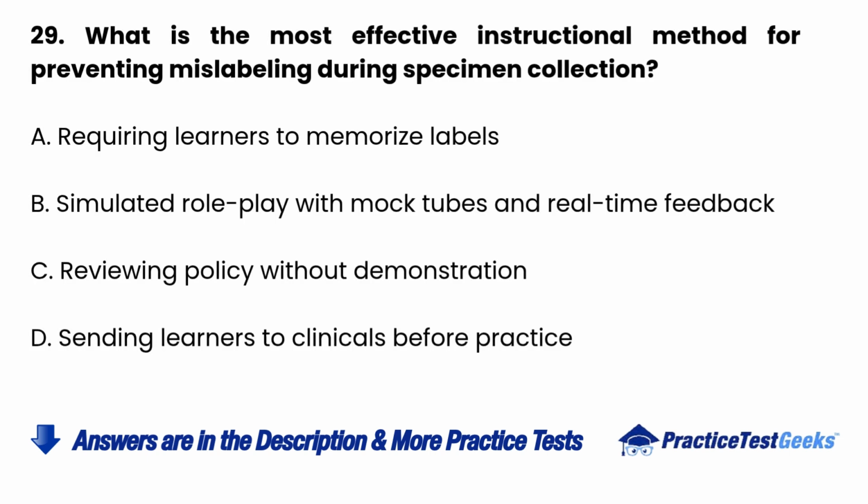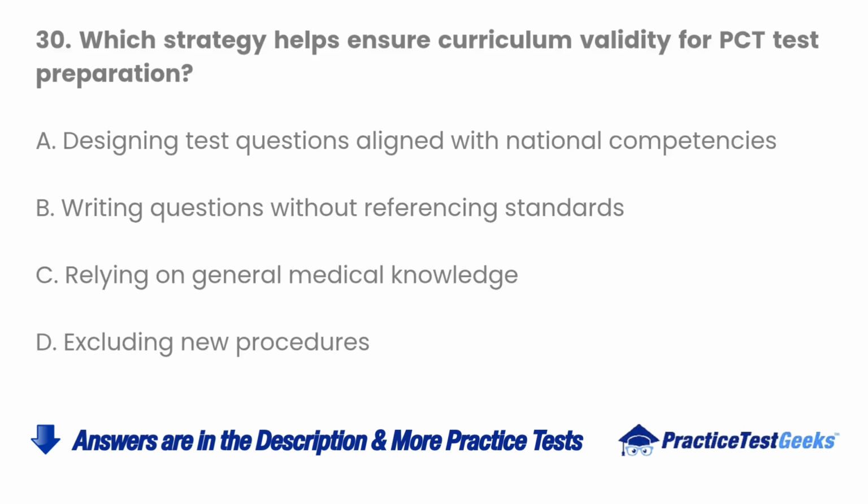29. What is the most effective instructional method for preventing mislabeling during specimen collection? A. Requiring learners to memorize labels. B. Simulated role-play with mock tubes and real-time feedback. C. Reviewing policy without demonstration. D. Sending learners to clinicals before practice.